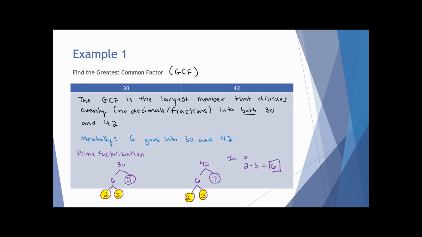So in common, they had 2 and 3 in their factor trees, and then you multiply those, and that gives you the greatest common factor, which is 6, which is the same number I got mentally by thinking about what numbers I can divide into 30 and 42. What is the biggest one that I can think of that goes into both of these numbers?